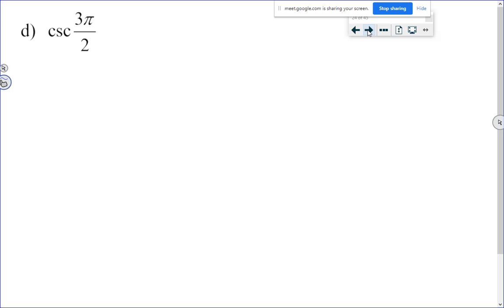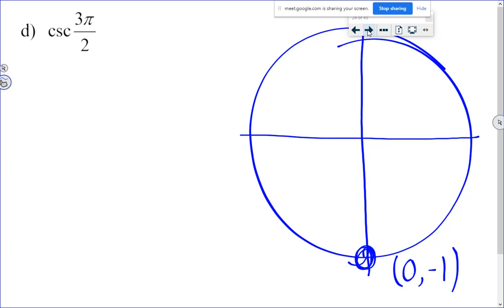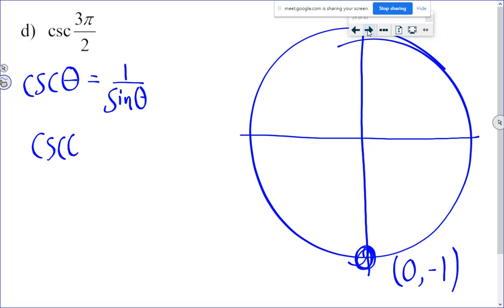Cosecant of 3 pi over 2. You need to locate 3 pi over 2 first. 3 pi over 2 is at the bottom. And you need to know the coordinates there are 0, comma, negative 1. Then you need to say that cosecant is the reciprocal of sine, and sine is the y coordinate, which means cosecant is the reciprocal of the y coordinate, which is 1 over negative 1, which is negative 1. So cosecant of 3 pi over 2 is negative 1.